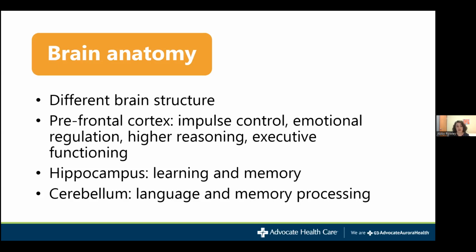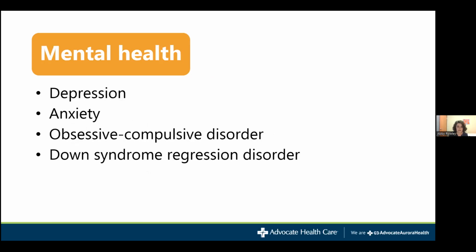We also know that the brain develops and matures and changes throughout our lifespan. So as these changes are happening for people with Down syndrome, they can cause behavioral changes, which might look like an increase in impulsive behavior or having difficulty planning or initiating tasks, difficulty expressing themselves or receiving information as it's spoken to them.